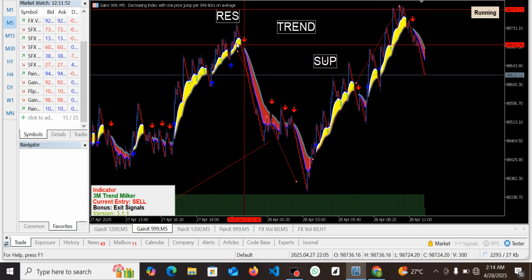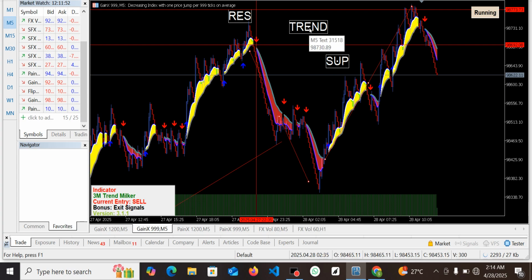Sometimes the pullback will almost get to your entry point, but it will still go back in the direction of the trend. That is how powerful the trend can be. You can see this is the power of the trend at this point.